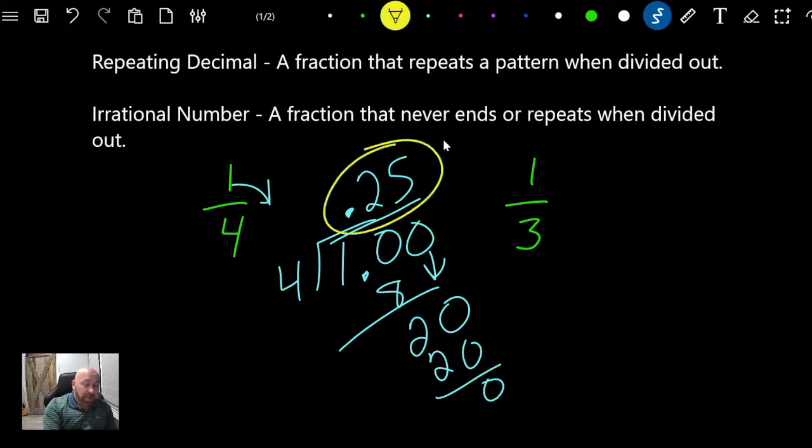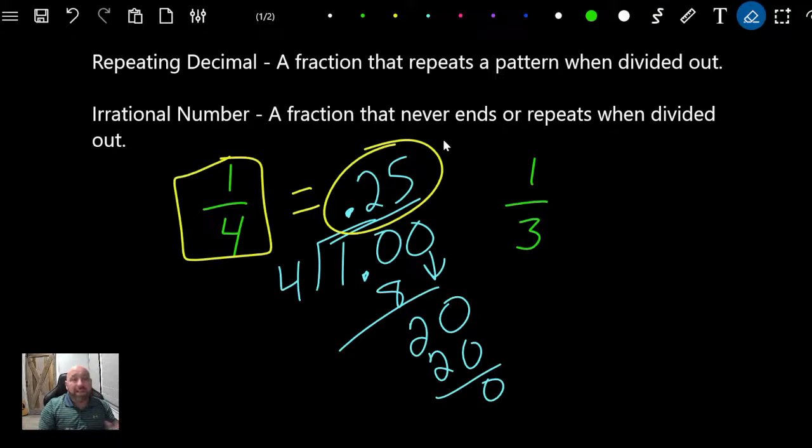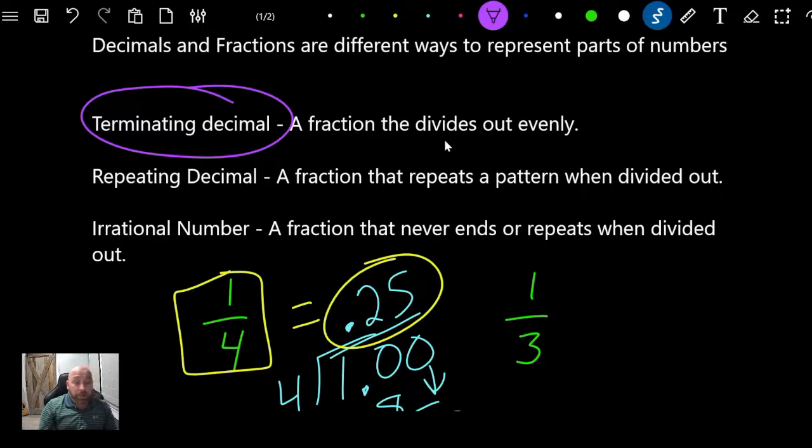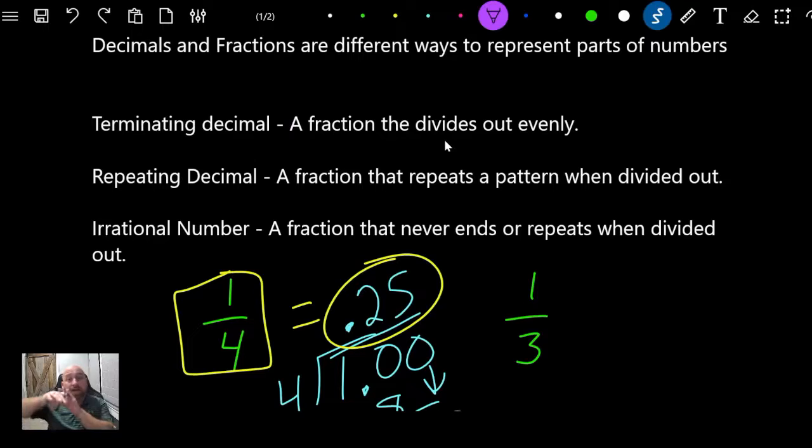So in other words, 1/4 is equal to, let's put an equal sign there, 1/4 equals 0.25. They are the same thing. If I say I have 1/4 of a pizza, I could also say I have 0.25 of a pizza. Okay? Now, that's a terminating decimal. You could see that decimal ended. That stopped. 0.25, it zeroed out. We didn't keep going because there was nothing else to do.